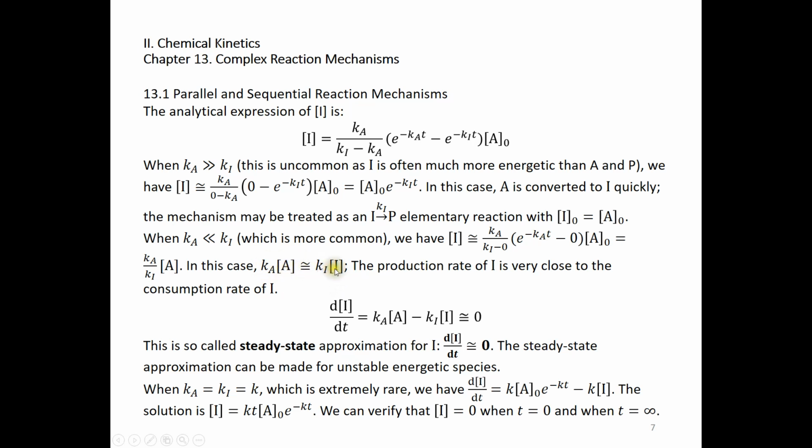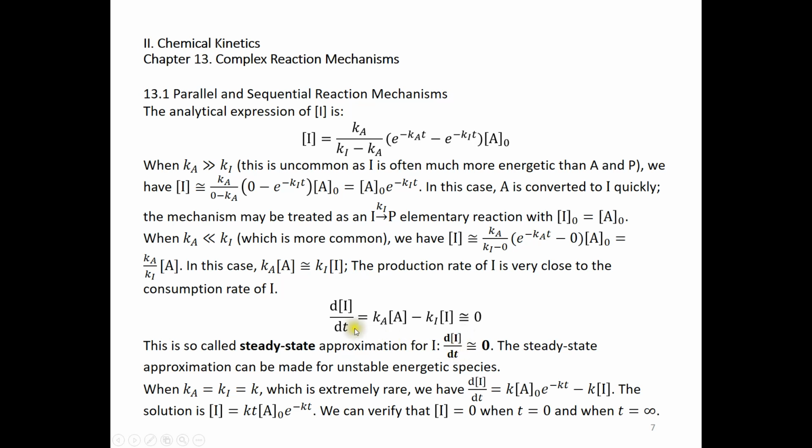And when this approximation holds, somehow dI/dt is close to 0, because dI/dt is Ka[A] minus Ki[I], and we're saying these two are about the same if Ka is much smaller than Ki. And we have an approximation here: dI/dt is roughly 0 if Ka is much smaller than Ki. This is the so-called steady state approximation for I. That's dI/dt is approximately 0. That means the change of I is very close to 0.